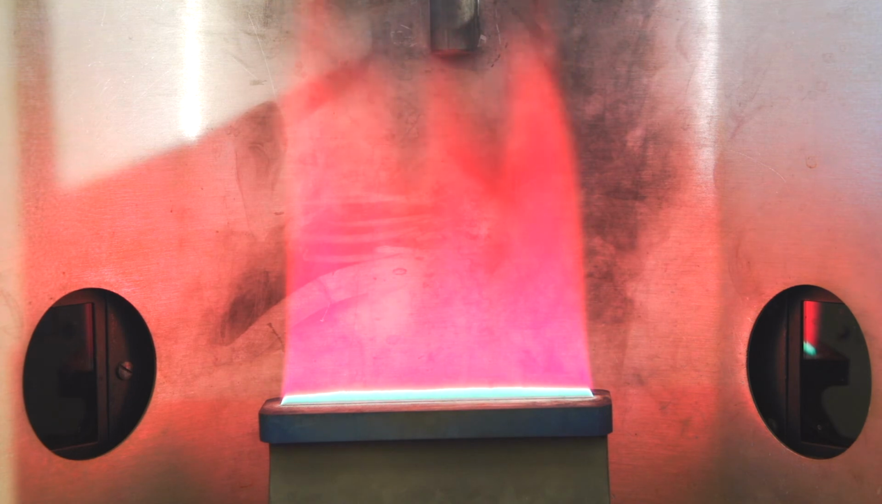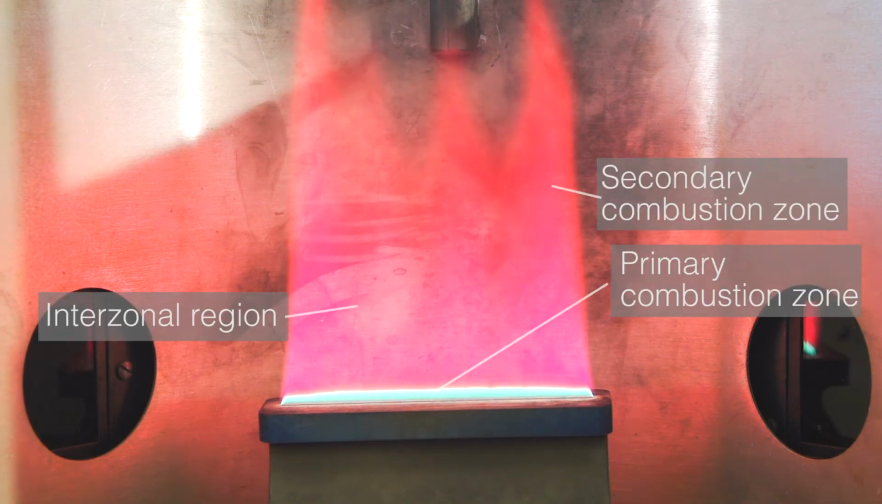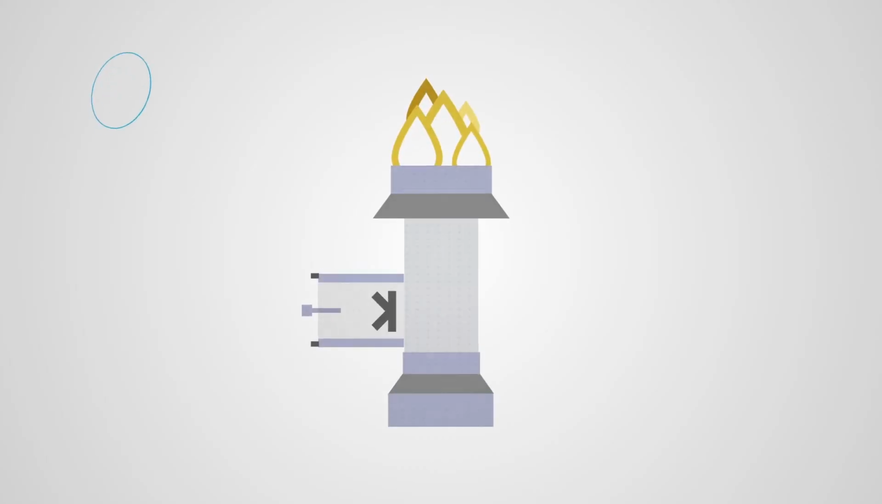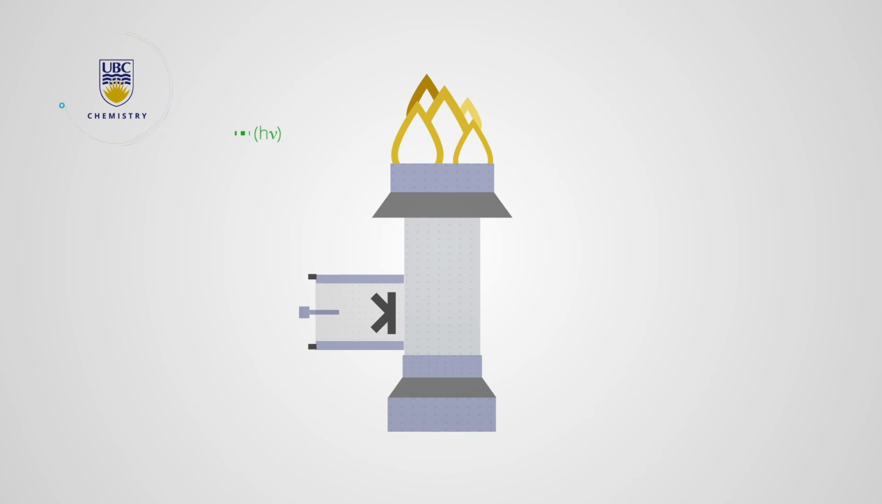In the flame, there are three different regions: the primary combustion zone, the interzonal region, and the secondary combustion zone. The best region of the flame for analysis varies with analyte, since the temperature of the three regions are different. This causes different interferences to become more or less prevalent. The droplets that make it to the flame become desolvated and atomized due to the high temperature, which is about 2200 degrees Celsius. These atoms absorb some of the light passing through the flame, resulting in a decreased amount of light transmitted when sample is present.